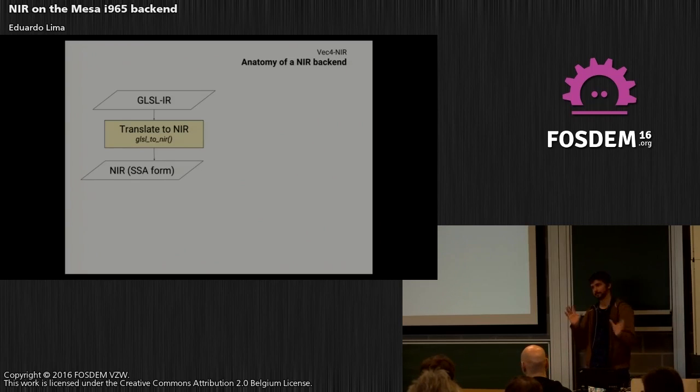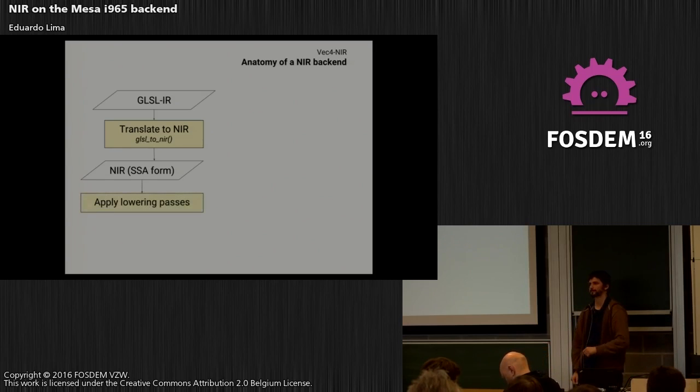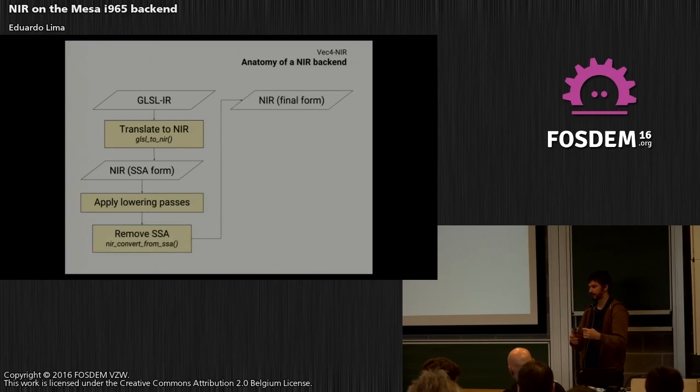So let's take a look at the anatomy of the NIR backend. This is more or less the same for both the scalar and vector-based backend. We start with the GLSL IR. Then we have a pass to translate this to NIR, as we saw before. And then NIR is going to be obtained in SSA form, which means that all the variables are only assigned once. This form is what makes the lowering and the optimization passes efficient and possible. So it's in this form that we apply them.